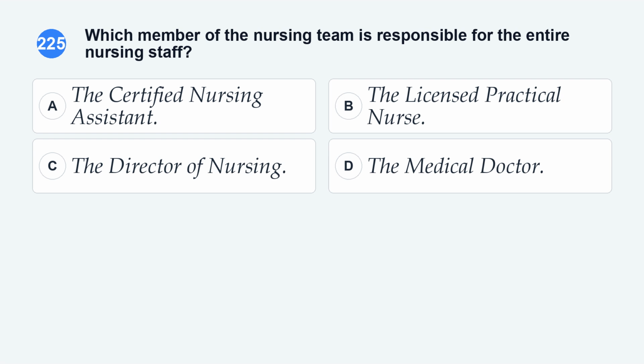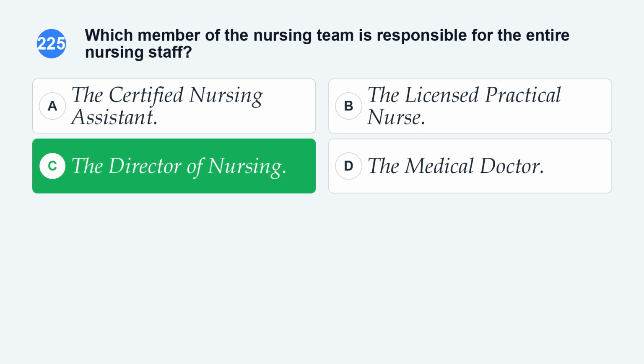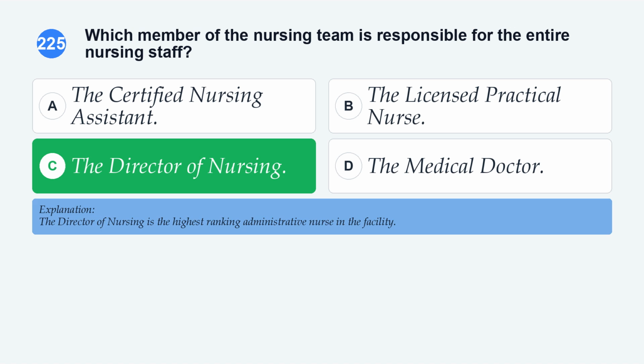Option B, the licensed practical nurse. Option C, the director of nursing. Option D, the medical doctor. The correct answer is option C, the director of nursing. Explanation. The director of nursing is the highest-ranking administrative nurse in the facility.